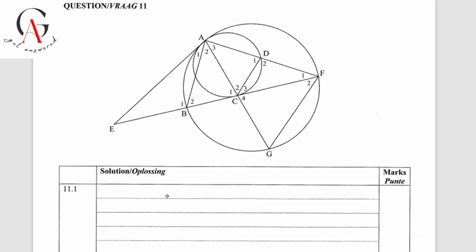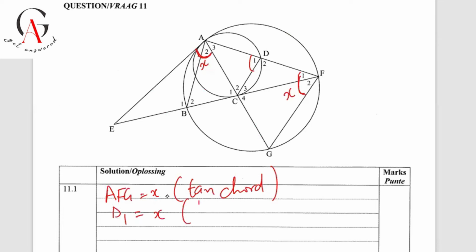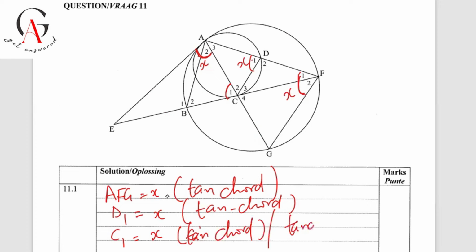So EAG, in other words the whole of this, is X. Since this is a tangent, the whole of this must also be X. So I'll say AFG is equal to X. That is the tan chord. Then the other one is D1, which is also X. Since that is X, this must also be X. D1 is X, that is also a tan chord. Then if this is X, this C1 is also going to be X. We can also use tan chord, or since this is a tangent and that's also a tangent, we can use tangents from a common point. Tan chord or tangents from a common point, one of the two.